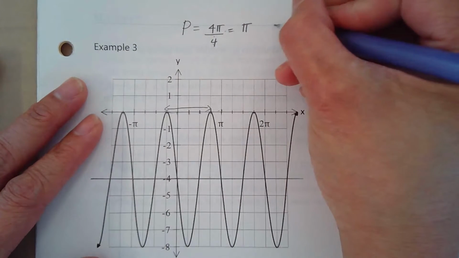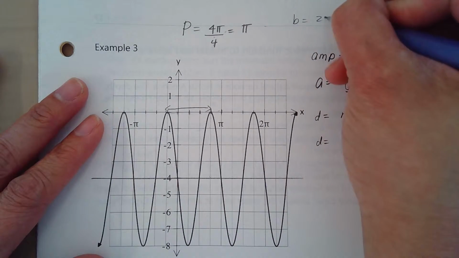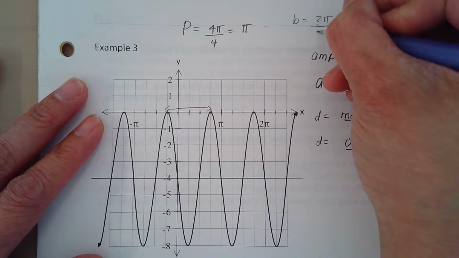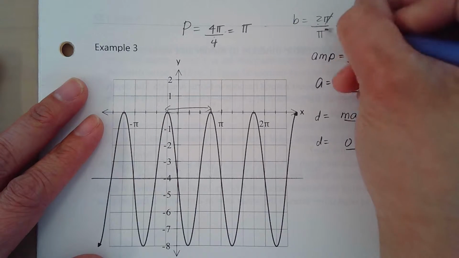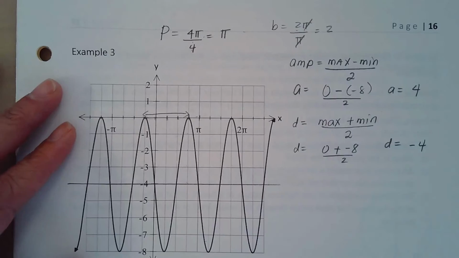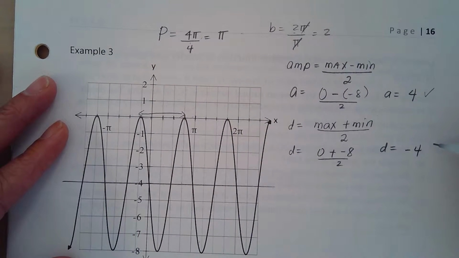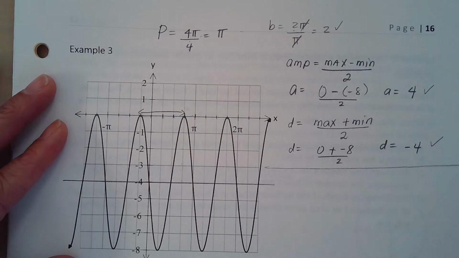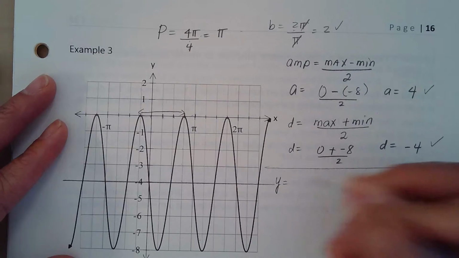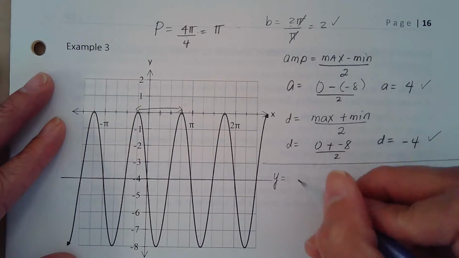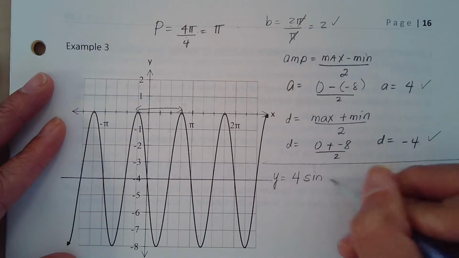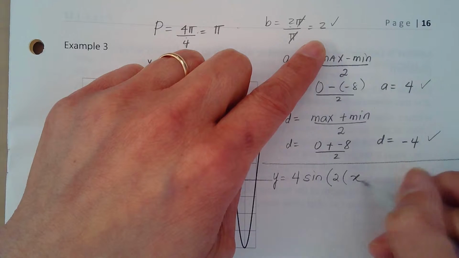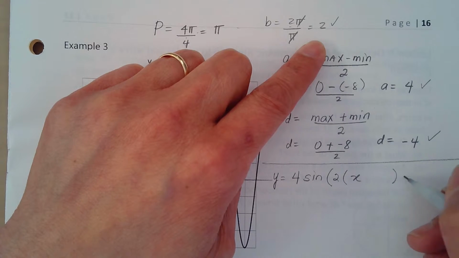Okay, so from here we can figure out the B. B is equal to 2 pi over P, which is pi. So pi cancels, and B is 2. So we just figured out the A, the D, and the B. Now, we're going to do sine first. 4 sine, the B is 2, so I'm going to put brackets 2, brackets x. Leave that space alone for now. We'll figure that out right away.